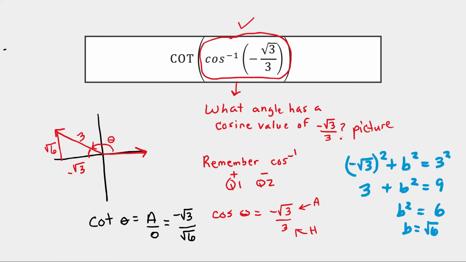So let's see if we can kind of get that fixed. All right, so I'm going to come up here so I've got a little room. So I need to multiply top and bottom by square root of 6. So that's going to give me negative square root of 18, 3 times 6. And then on the bottom, I'm going to get 6. All right, and so now let's look at the square root of 18. We want to simplify that. The square root of 18 could be written as 9 times 2.